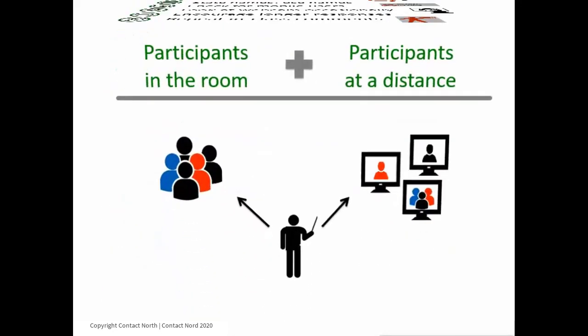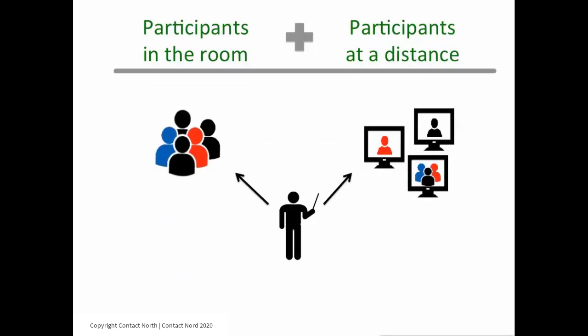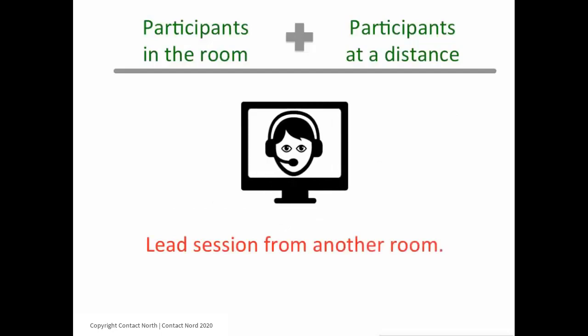When your session has a combination of participants in the room with you and participants online in other locations, be aware that only those in the room have immediate and direct access to you. The following presenter tips will ensure equal access and interaction for all participants. If space allows, consider leading your session from a room different than your in-room participants, thus giving everyone equal access.